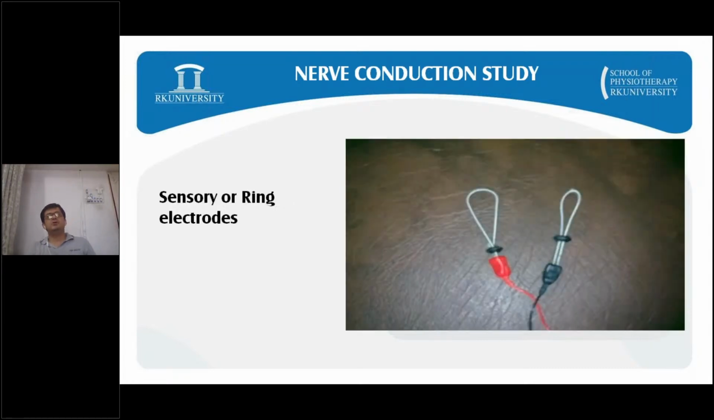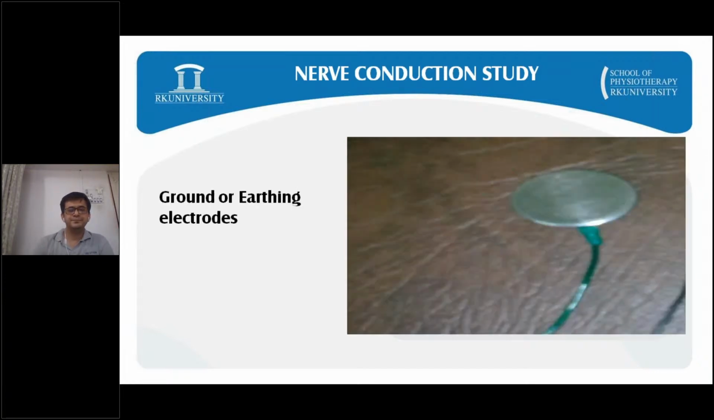These are sensor electrodes or ring electrodes. Generally they are used for the sensory nerve conduction study. This is the ground electrode. The function of the ground electrode is to absorb all surrounding waves except biological waves. Whatever extra waves are present in the atmosphere, like TV, radio, mobile, all this will be absorbed by this ground electrode.